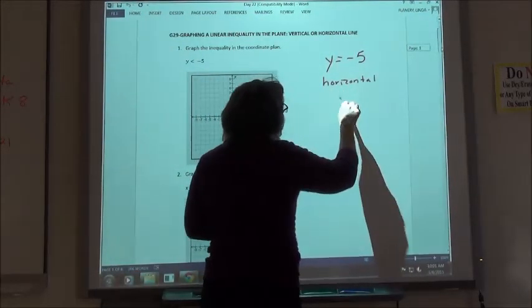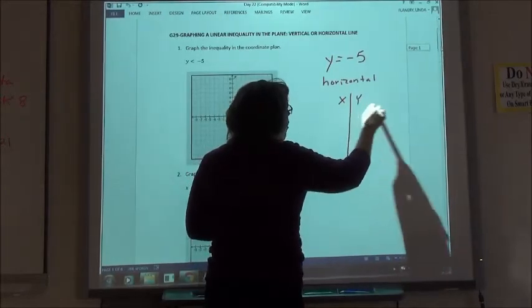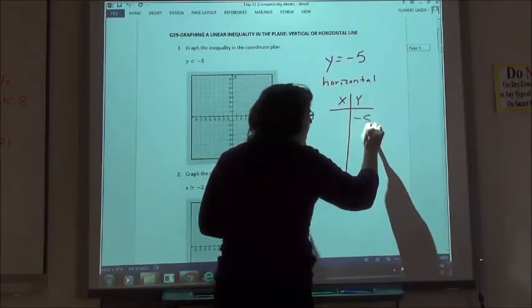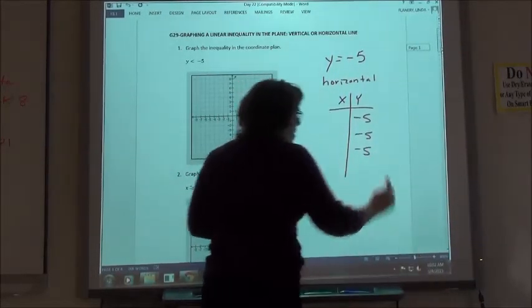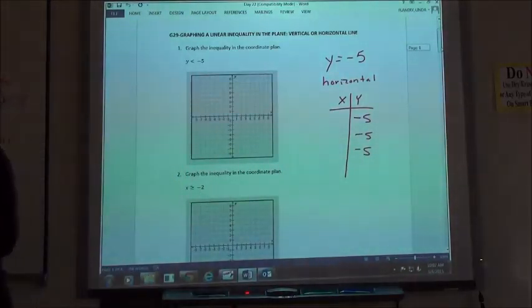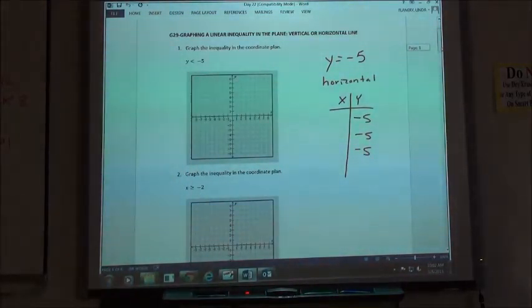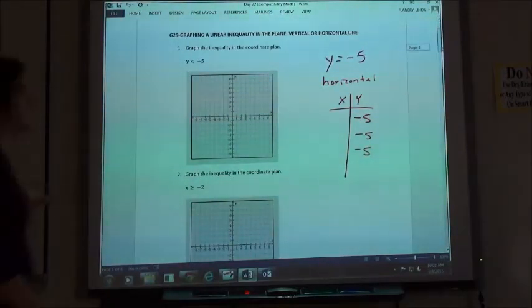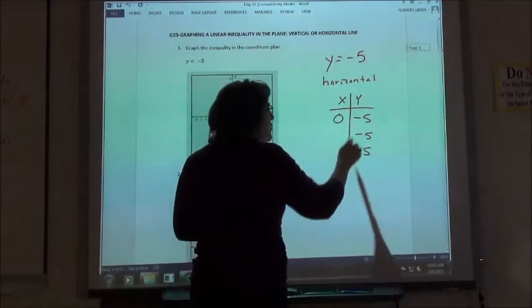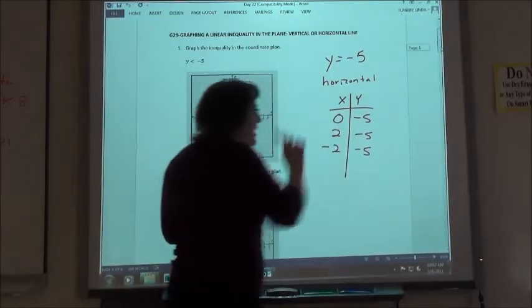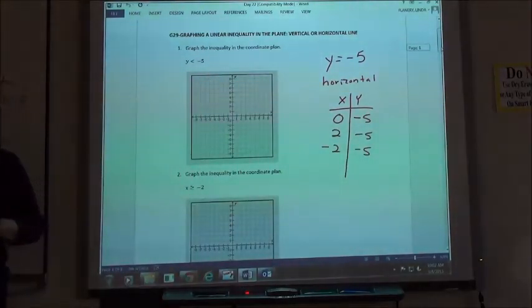And that if we made a table and put numbers in, we know all the y values have to be -5 in our table. So it tells us y has to be -5. We then said we could pick whatever numbers we wanted for our x values so that we could get our line. I might use 0, I might use 2, I might use -2, whatever I happen to pick.